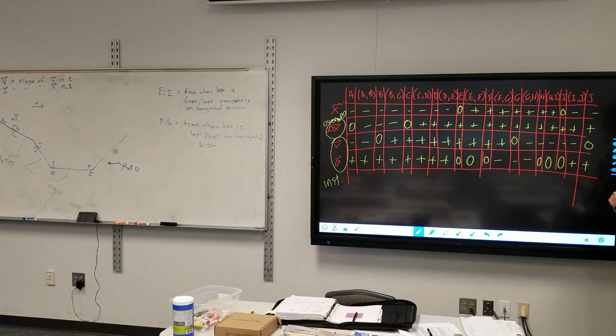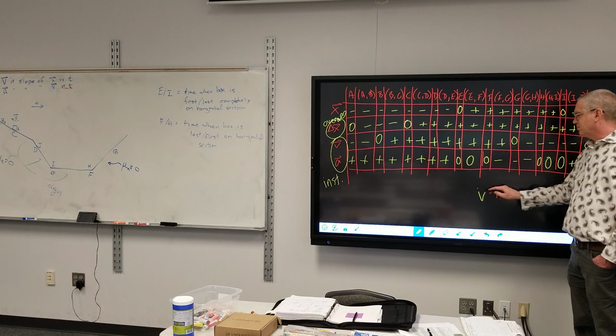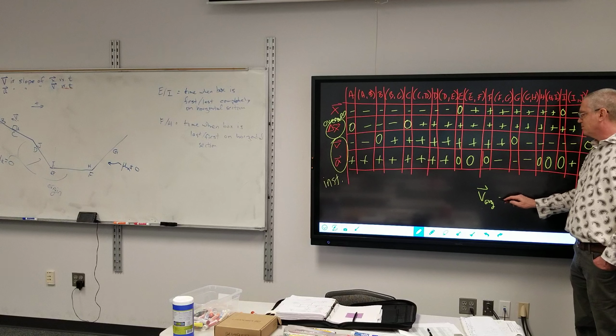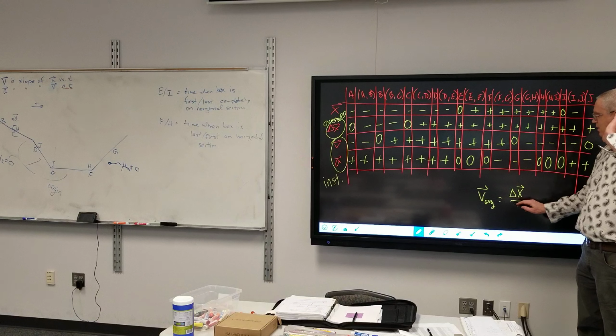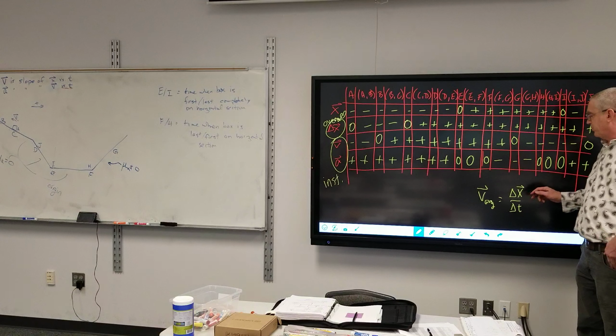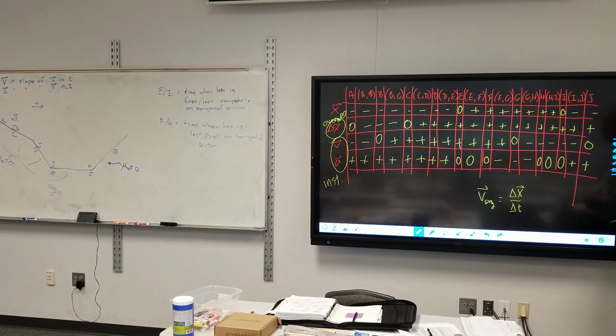You said average velocity? Yeah. Average velocity is going to look like one of these. What's the formula for average velocity? Change in x over change in time. So overall displacement over time. Well, time's always going to be positive. Change in time will always be positive, I hope. Unless my time machine gets to work.